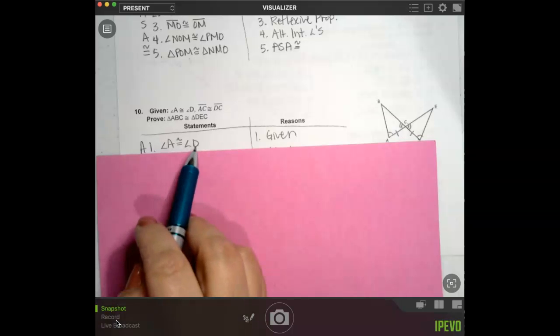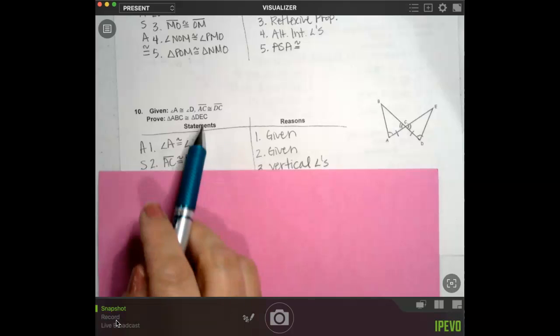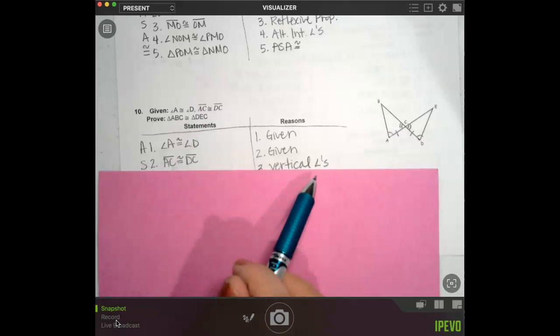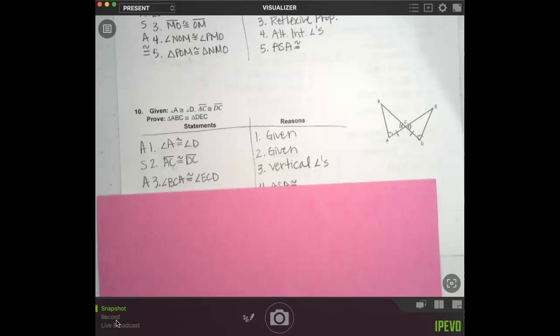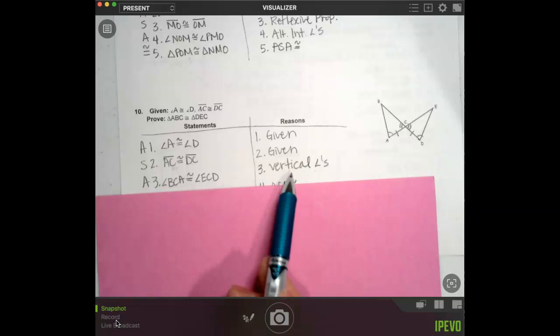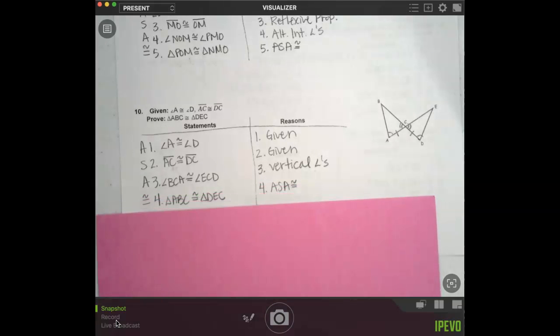How do I know A and D are congruent? It was given. How do I know segment AC and DC are congruent? It was given. And then my vertical angles, BCA, again, make sure you use 3 letters. Angle ECD, vertical angles. And last step, triangle ABC congruent to triangle DEC by angle, side, angle.